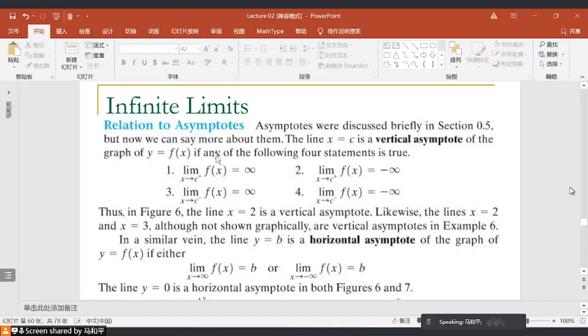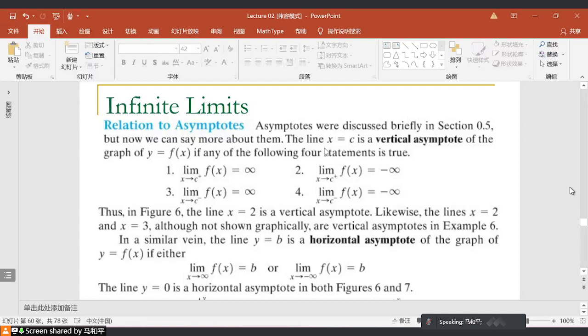Okay, hello. Let's come back to our class. Now we will learn the relation to asymptotes. Asymptotes were discussed briefly in section 0.5, but now we can see more about them.